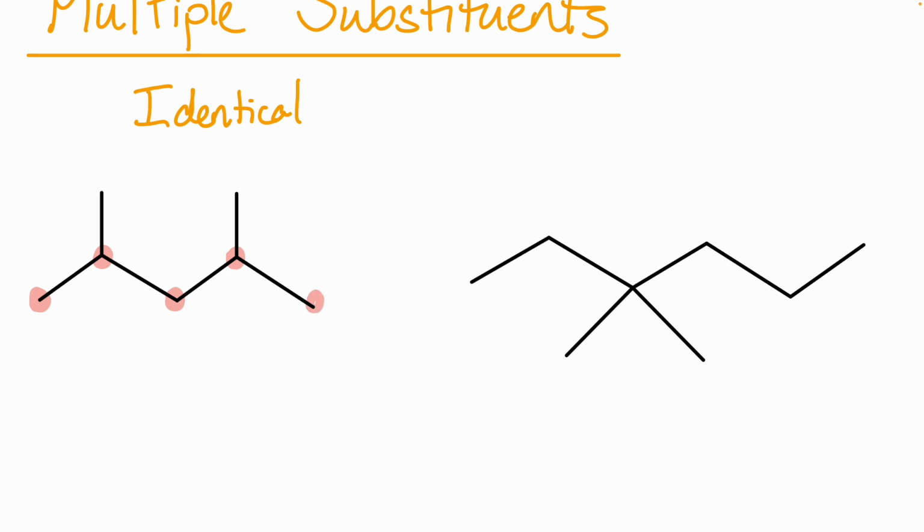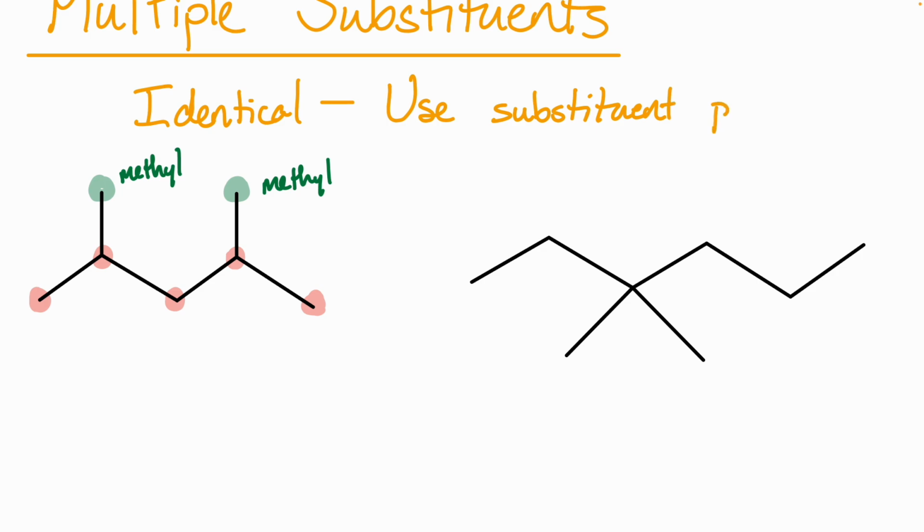My first one, my parent chain is that pentane, those 5 carbons. But now I have not 1, but 2 methyl groups on there. So for identical substituents, we have to use our substituent prefixes. Got another table of prefixes that we're going to learn here.